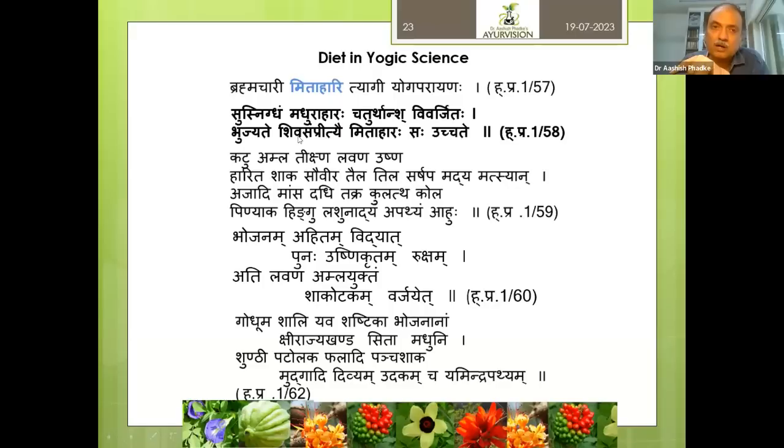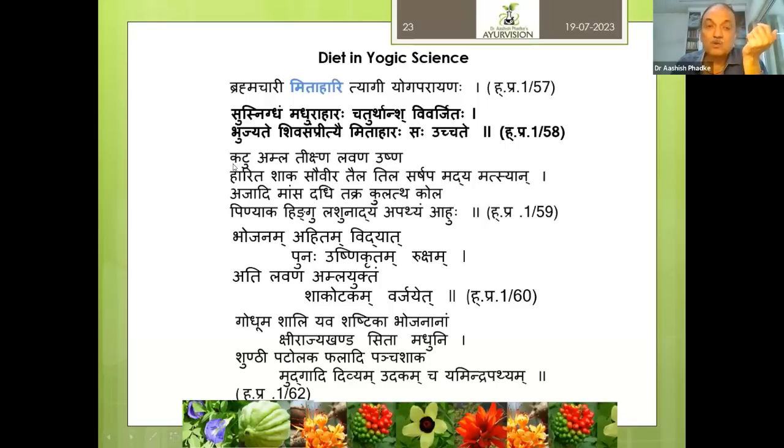Now Katu, Amla, these are the rasas which I have already shown you in the beginning slide. Katu rasa is bound to increase your Vata. Katu rasa is also bound to increase your Pitta. Amla is bound to increase your Pitta. Tikshna also increases your Pitta. Then Lavana is going to increase your Kapha. So all these kinds of diet articles are going to cause problems.